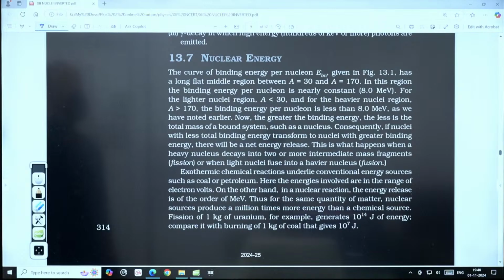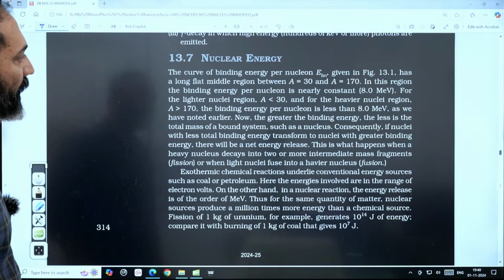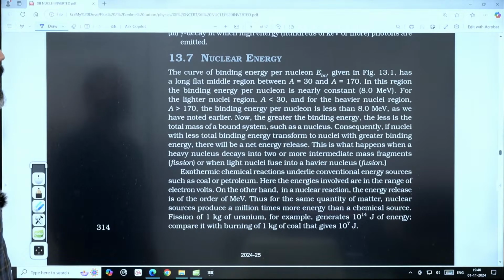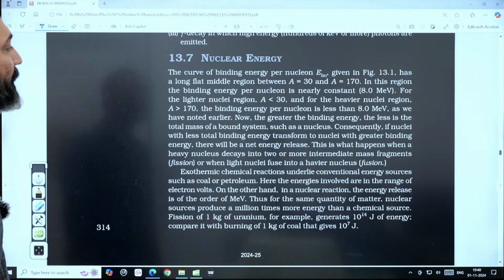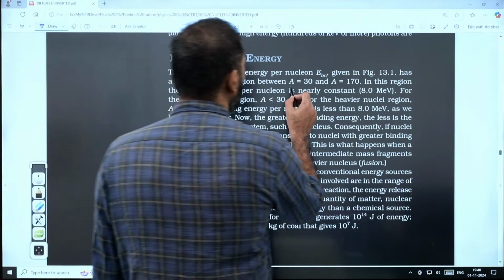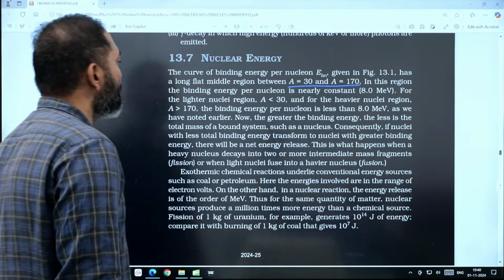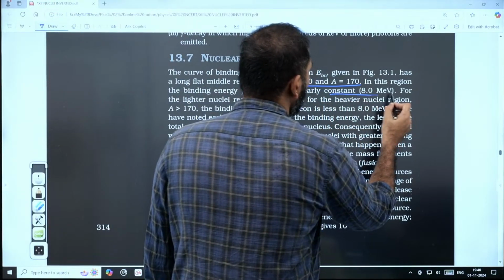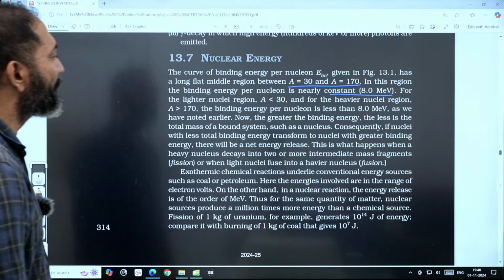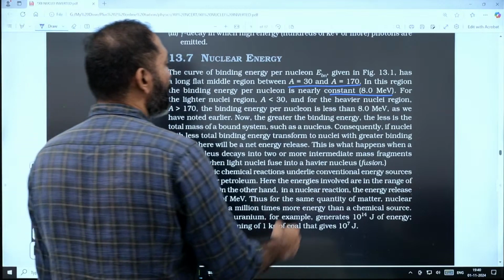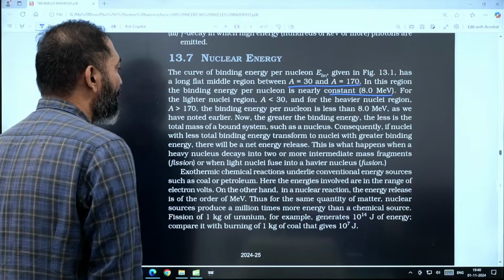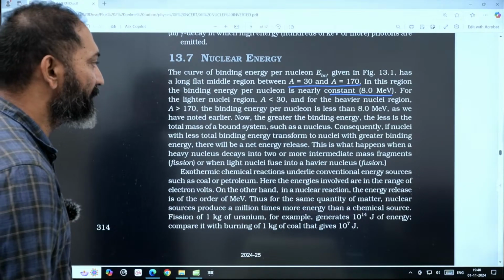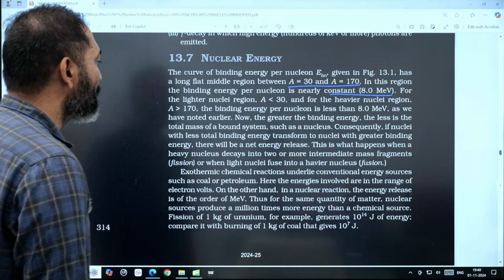The curve of binding energy per nucleon, EBN, given in figure 13.1 has a long flat middle region between mass number 30 and mass number 170. In this region, the binding energy per nucleon is nearly constant. We have seen it is equal to 8 MeV. For the light nuclei region, mass number less than 30, and for the heavy nucleus region, mass number greater than 170, binding energy per nucleon is less than 8 MeV, as we have noted earlier.